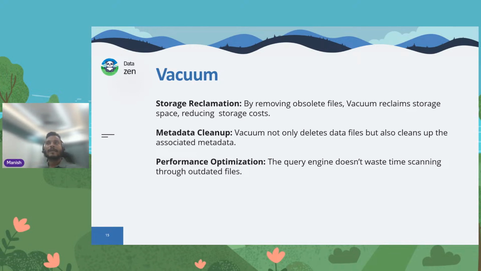The second part is metadata cleanup. Again, by deleting those files, we will remove the metadata of those files from our query execution as well. The third one is performance optimization. You don't have so many files. With the help of vacuum, you are cleaning up those files, so you don't have to scan those files as well. So you will have a performance optimization as well.